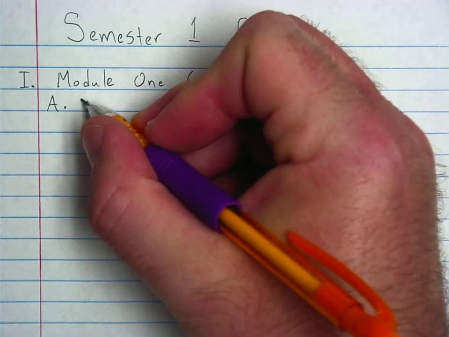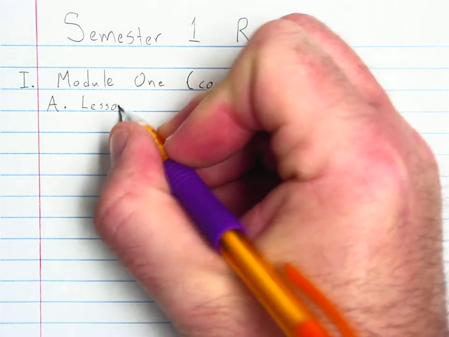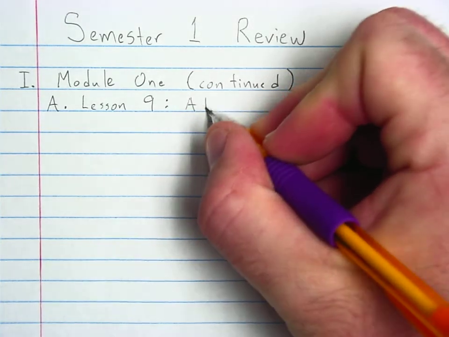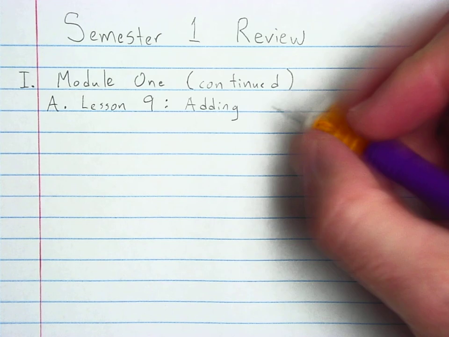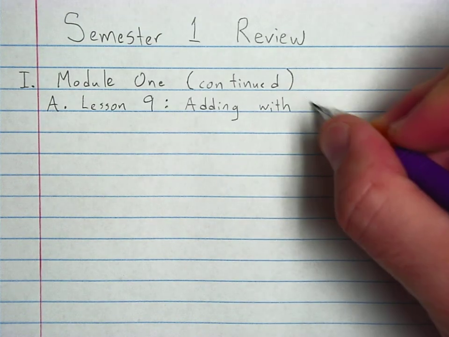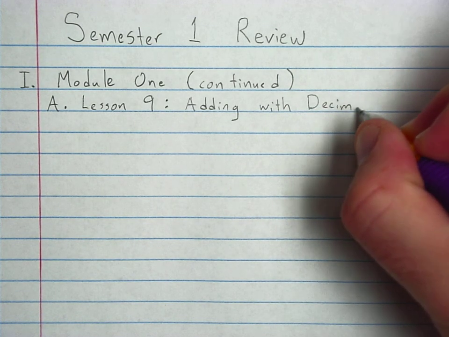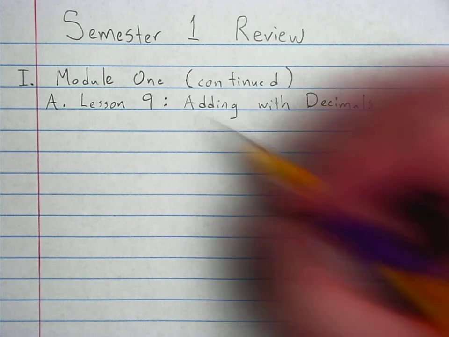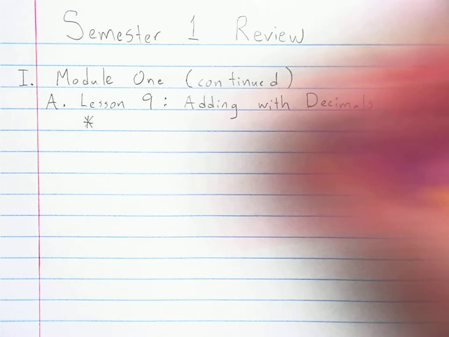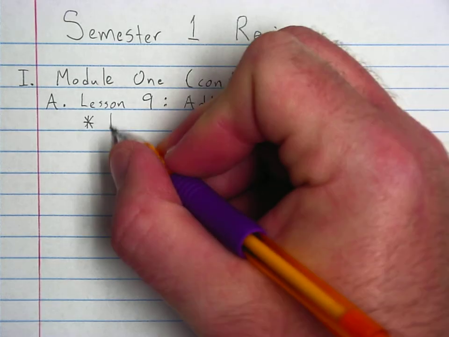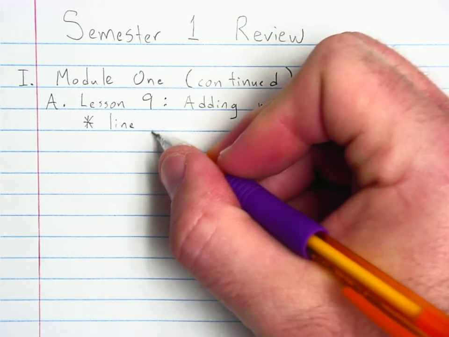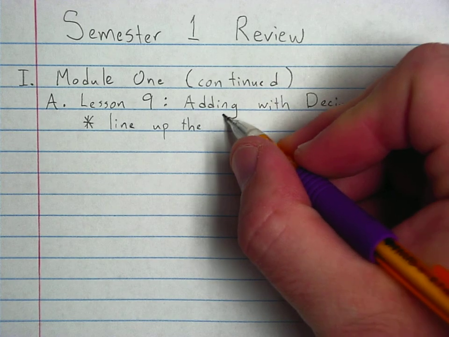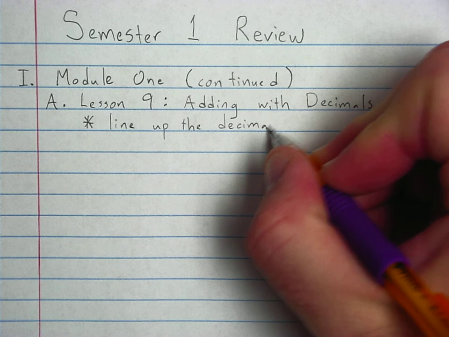Let's start with Lesson 9. Adding with decimals. Big thing here, this is in your review notes from before, just make sure that you're lining up those decimal points. Graph paper is your friend. Line up the decimal points.